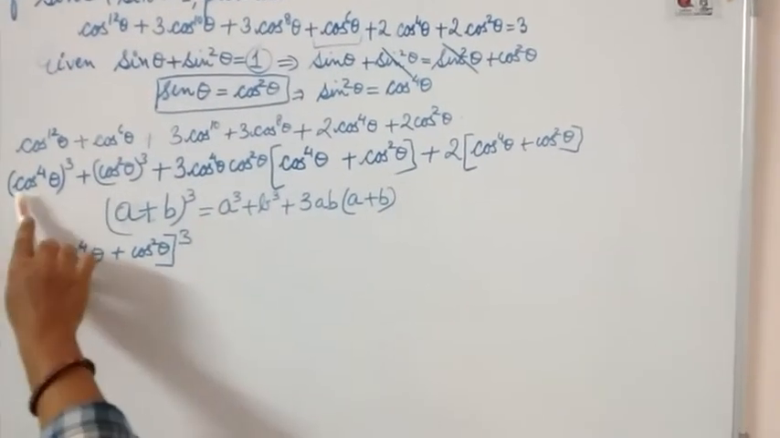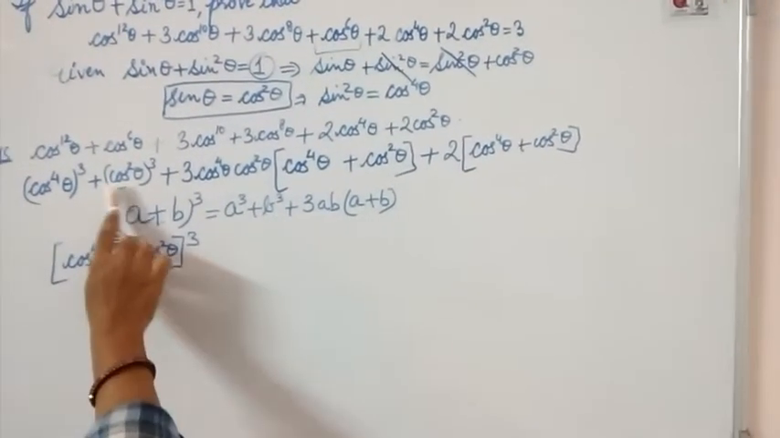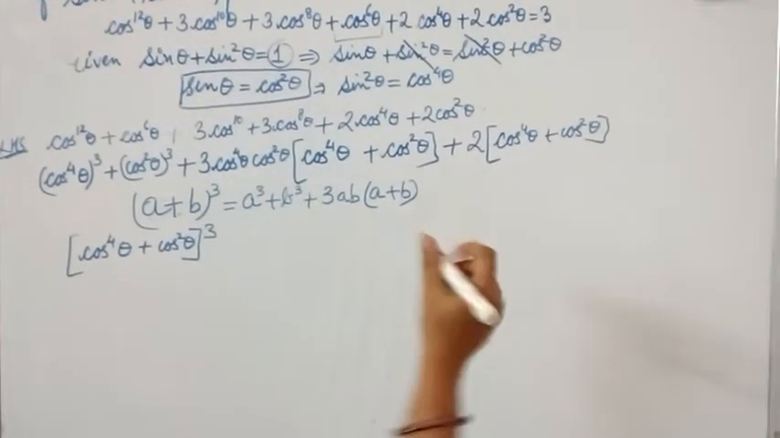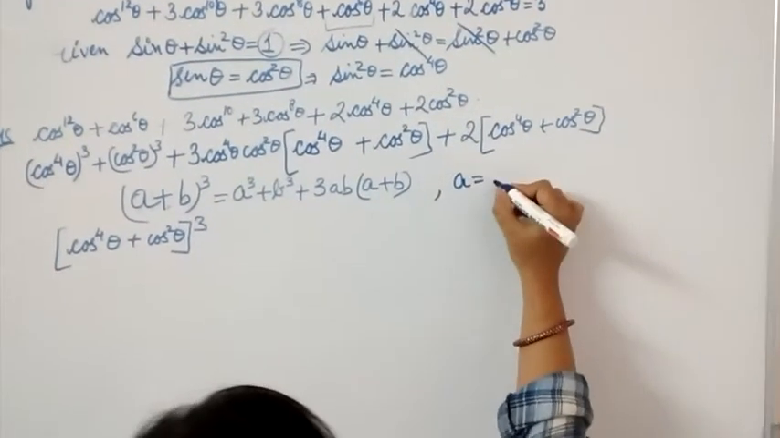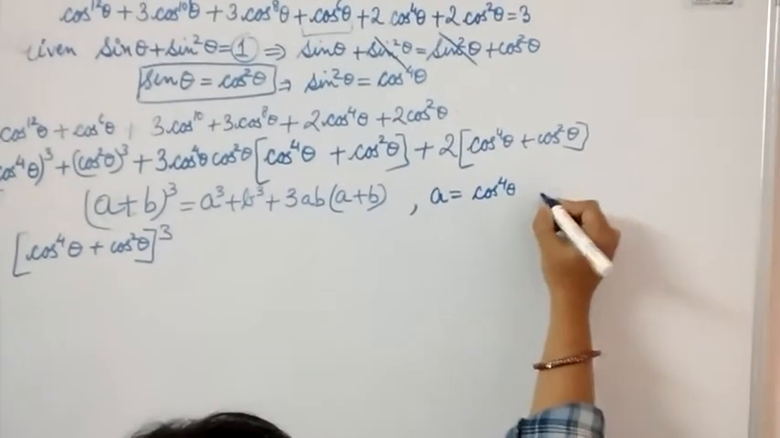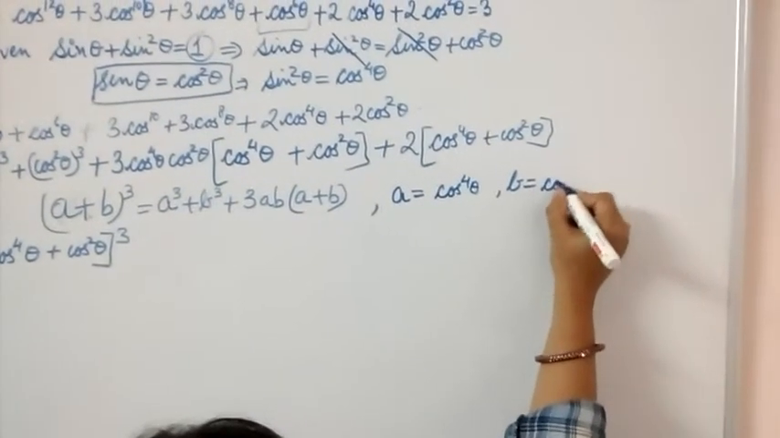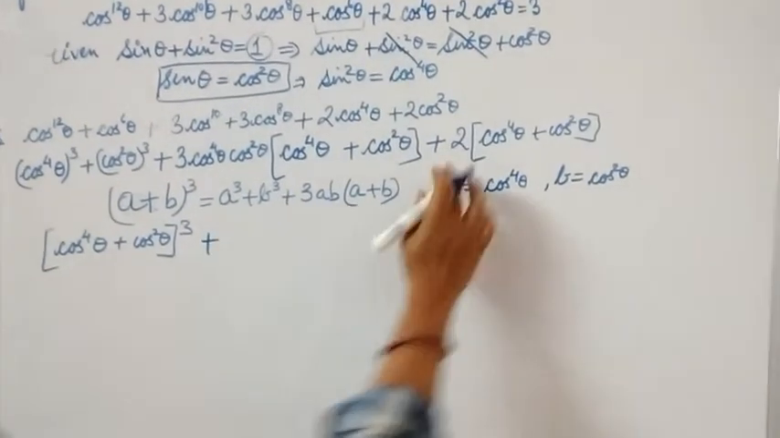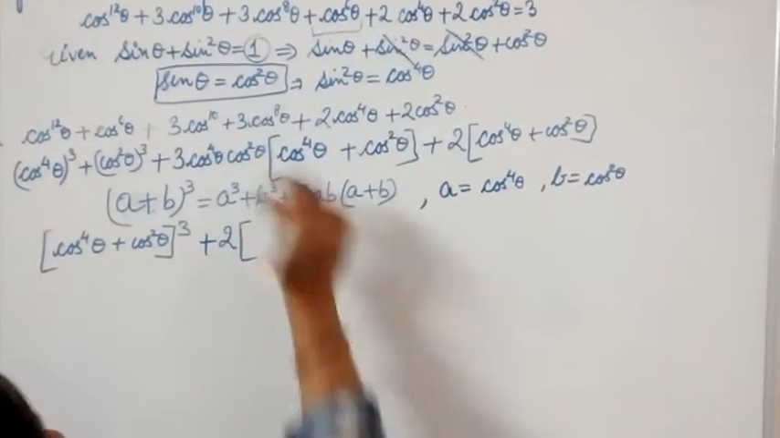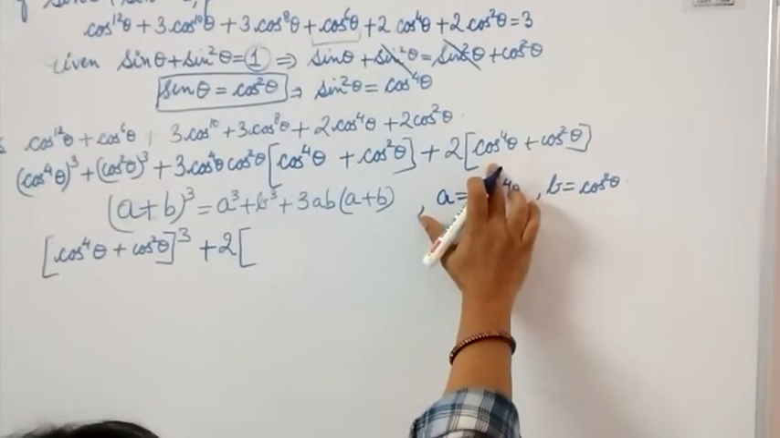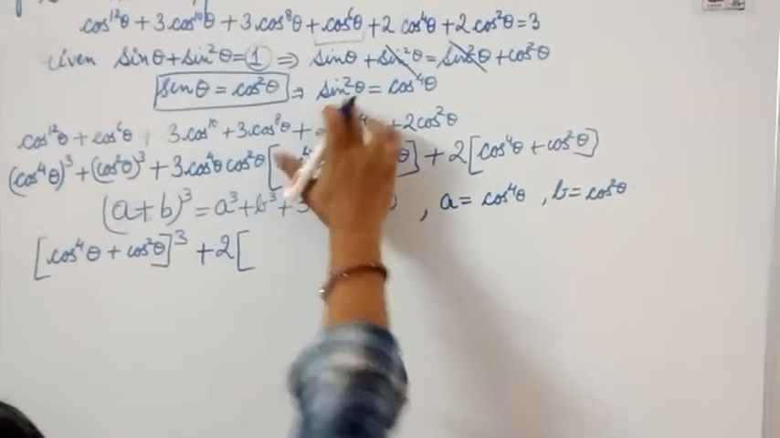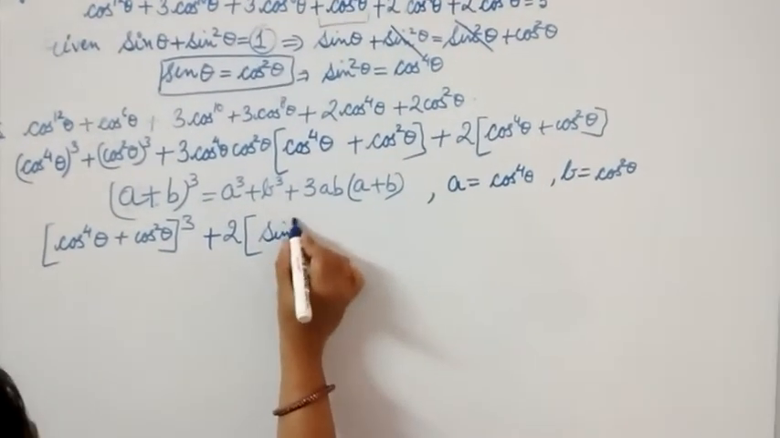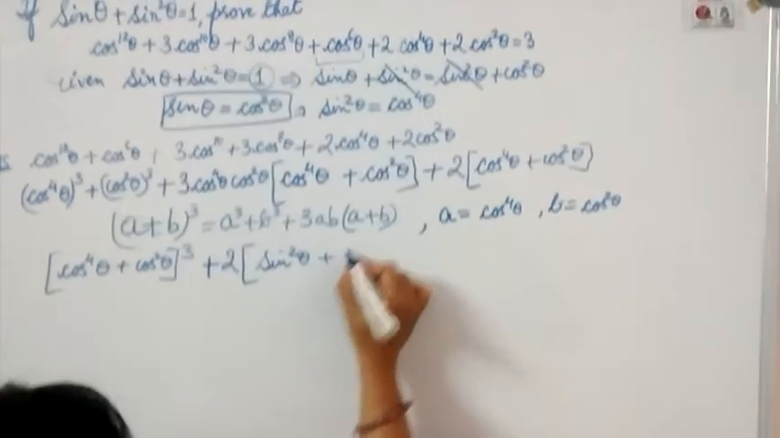You can compare. In place of a we have cos to the power 4 theta. In place of b we have cos square theta. Then we have 3ab. A is cos to the power 4 theta. B is cos square theta. Let's write here a is equal to cos to the power 4 theta, and b is equal to cos square theta. Now I can write it like this. Now I'm left with this, I'm writing 2. Now from here we can see that cos to the power 4 theta is equal to sine square theta. So I'm replacing this cos to the power 4 theta with sine square theta. Is it fine? Now this will remain as it is.